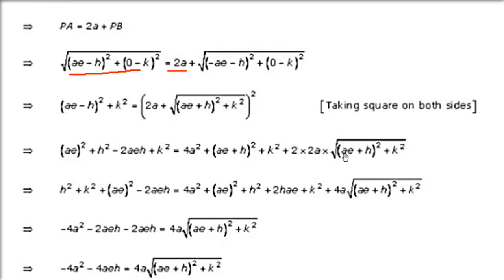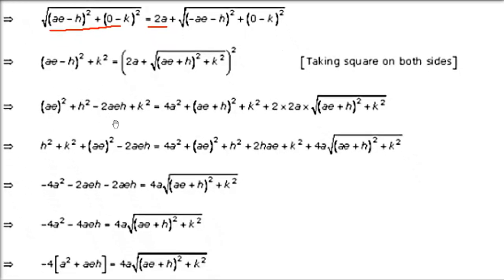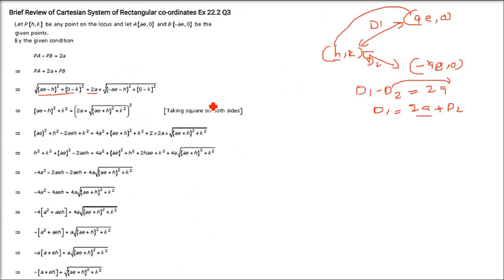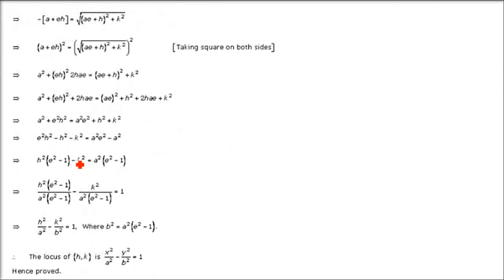And finally, we'll take all the terms on the left hand side and leave the root on the other side. Then again we'll do the square. After rearranging, the right hand side square root has to be eliminated also. So there is a position when we try to rearrange, the solution is in front of you. Finally you will get this one.